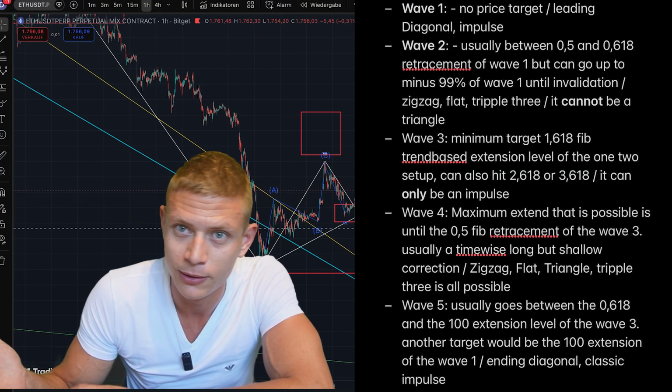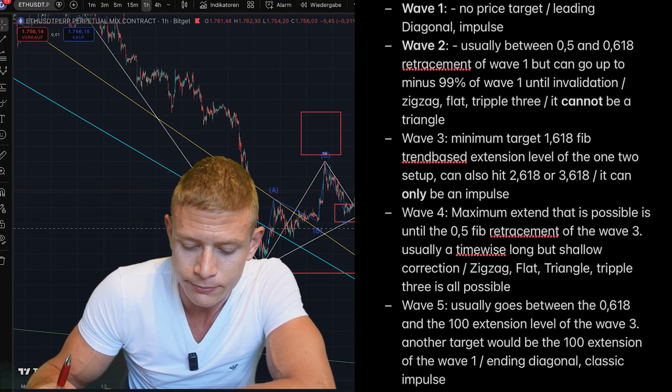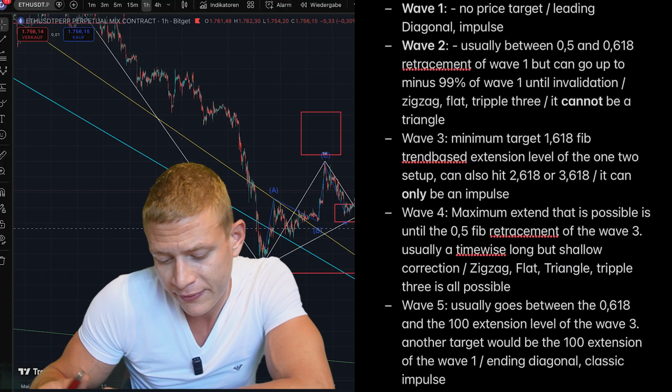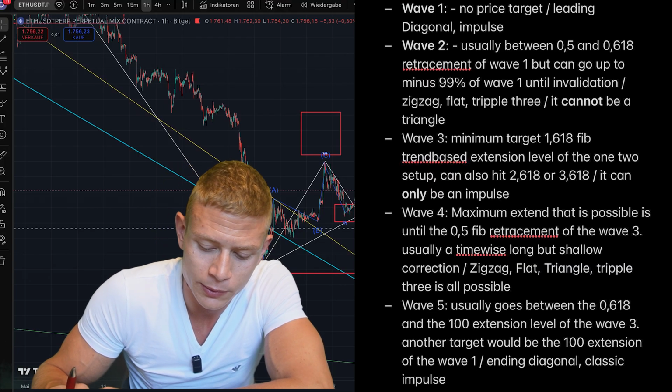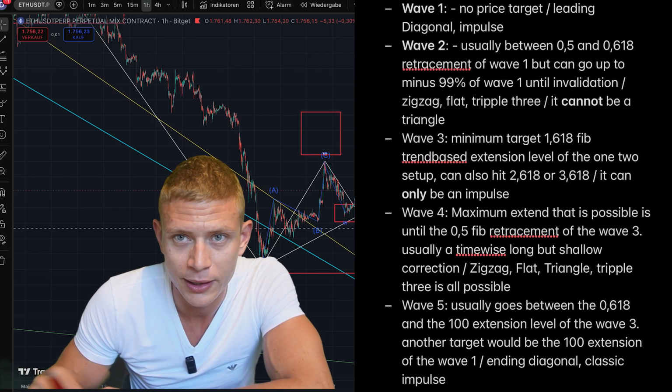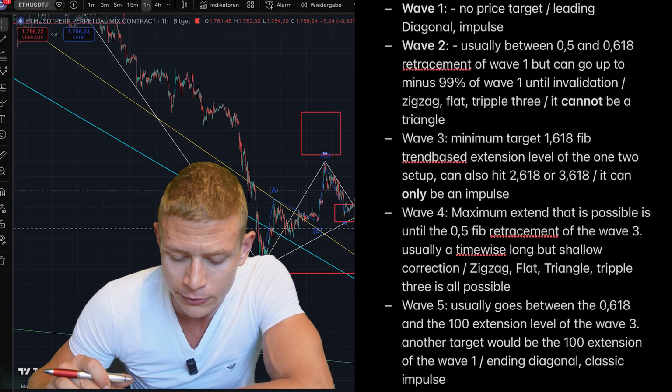But the end will be shallow. Just so that you are warned, actually all corrective waves are possible within a wave 4: zigzag, flat, triangle, triple three. It's really annoying. Wave 4s are really annoying.